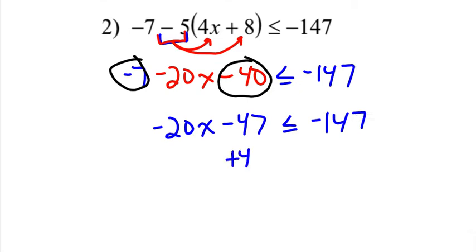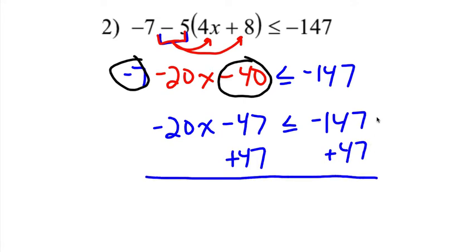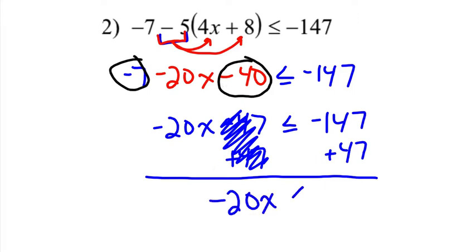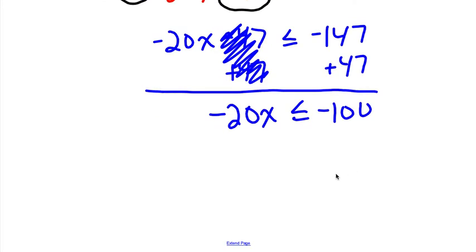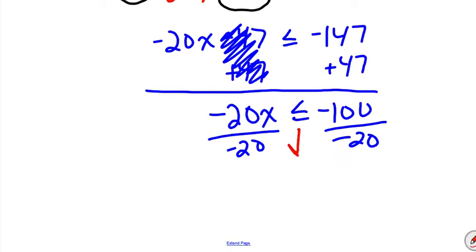Move the number that does not have a variable, so I'm going to add 47 to both sides. -47 plus 47 is 0. Those are gone. -20x is what I'm left with on the left-hand side, is less than or equal to -100 on the right-hand side. Last thing, divide both sides by -20. And I just divided by a negative, so I'm going to make sure that I flip my inequality sign. Left-hand side is just x, right-hand side is 5.